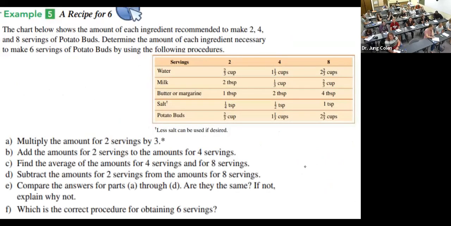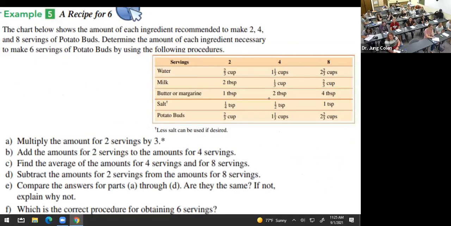Yeah? Okay, here are some ideas that the book suggested, and some of them I think are identical to what we have. Multiply the amount for 2 servings by 3, right? 2 times 3 is 6. Add the amount of 2 servings to the amount of 4 servings, we have that too. Find the average between 4 and 8, we got that too. Subtract 2 servings from 8, that's also 6 servings. Compare parts A through D. We still got the same answer, we all know that. So, which is the correct procedure for obtaining 6 servings? All of them are wrong, right? Okay, there's no right or wrong in our ideas.